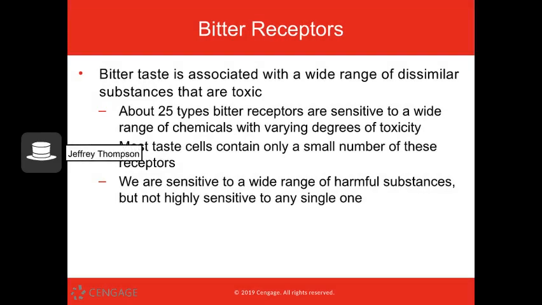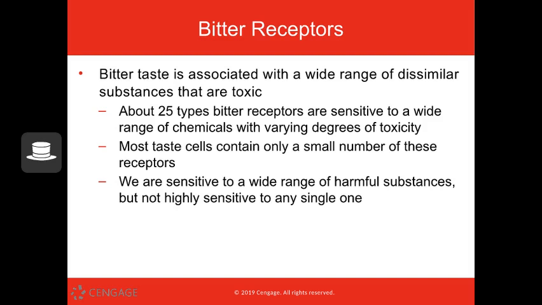So we have a sensitivity to bitter taste because many things that are bitter are actually toxic. About 25 types of bitter receptors are sensitive to a wide range of chemicals with varying degrees of toxicity. Most taste cells contain only a small number of these receptors, but we are sensitive to a wide range of harmful substances, but not highly sensitive to any single one.